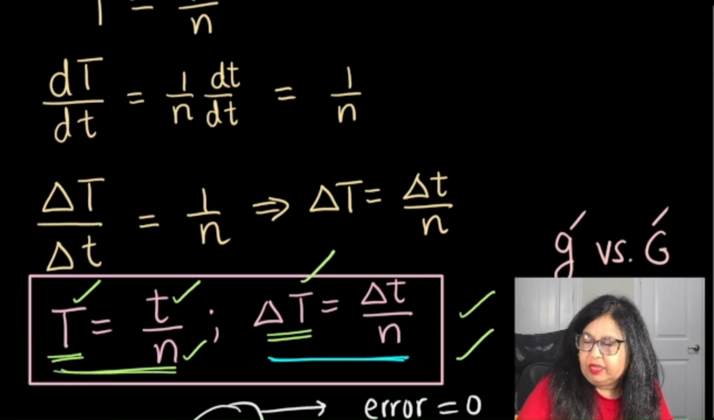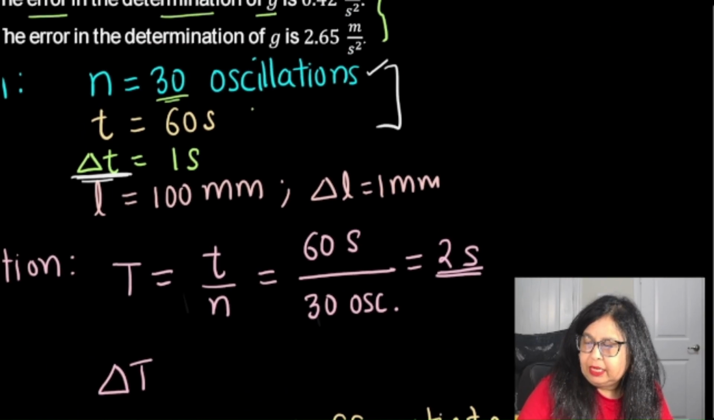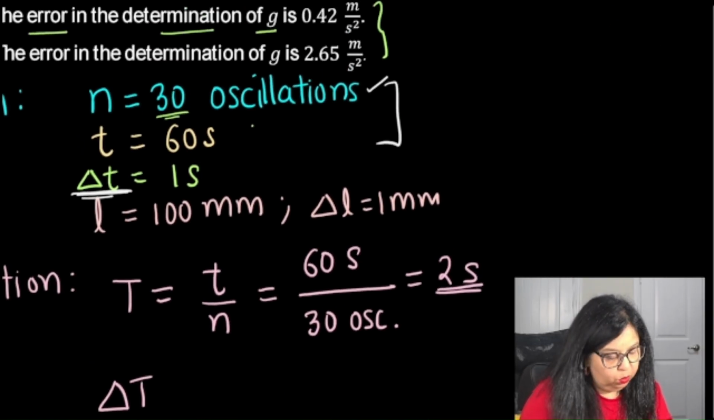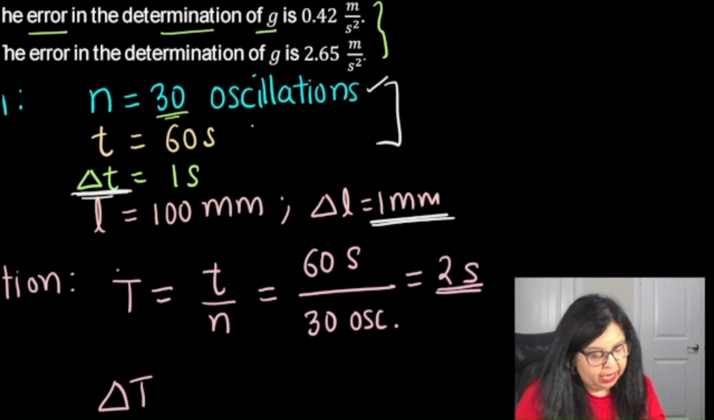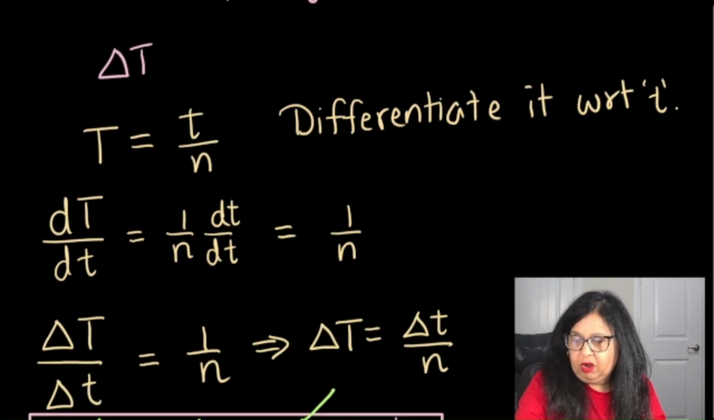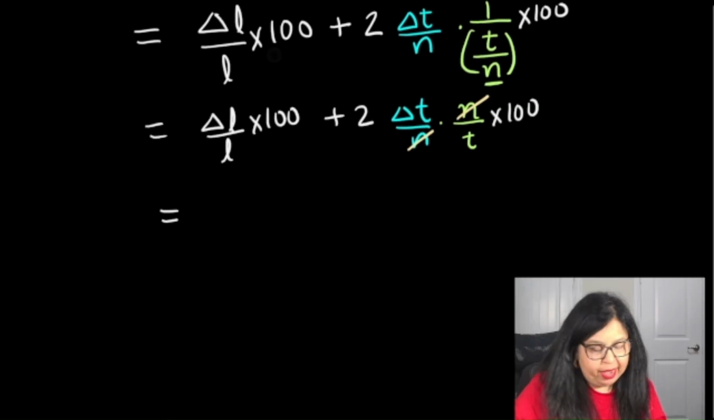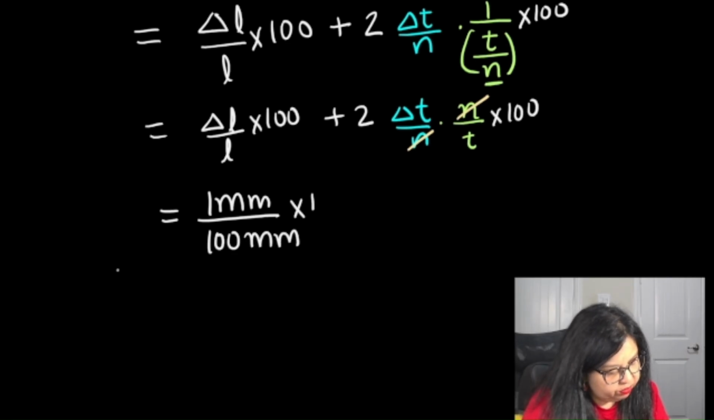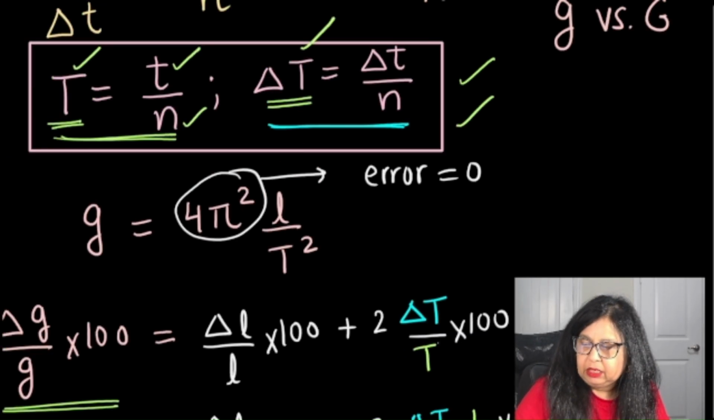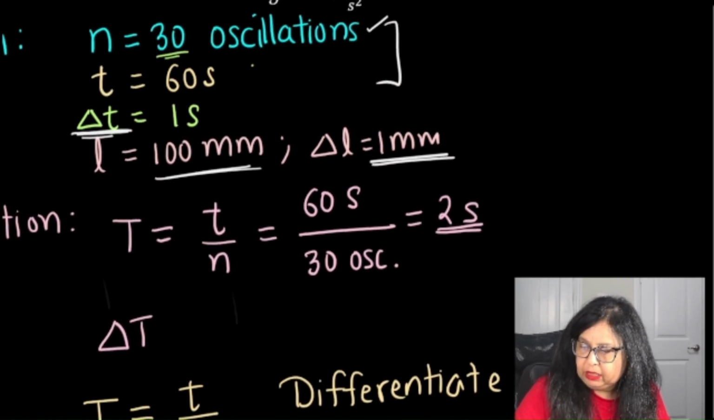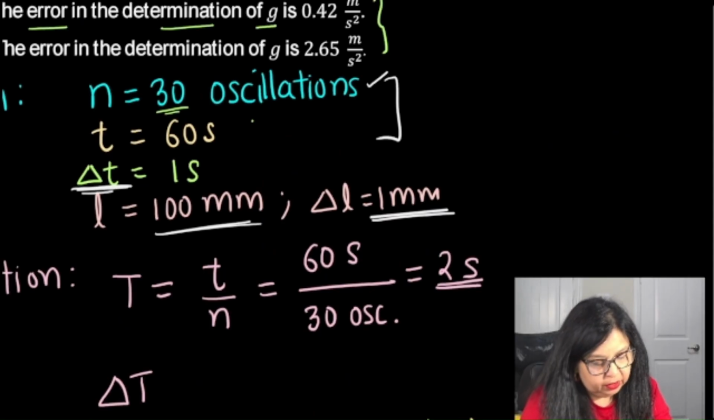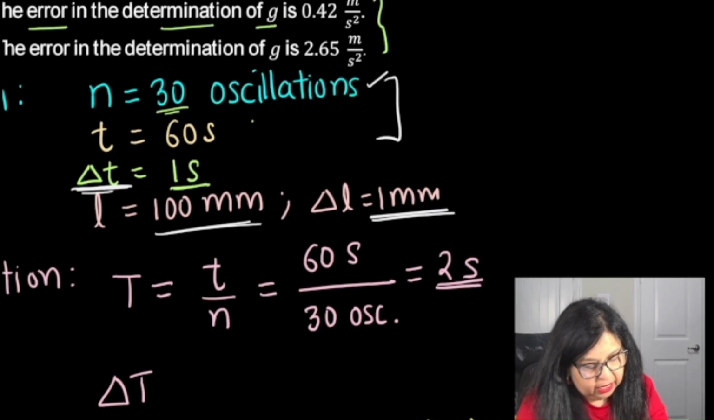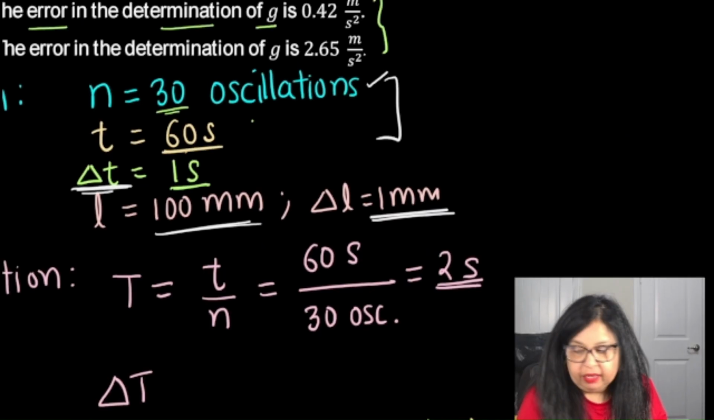Delta L, what did we say delta L is? Delta L is equal to 1 millimeter and L is 100 millimeters. Alright, 1 millimeter divided by 100 millimeters times 100 plus 2 times delta t. What is our delta t? It was 1 second. Here's delta t and t is 60 seconds.